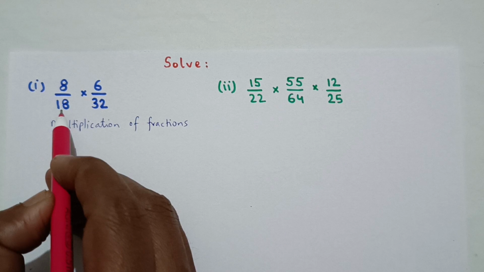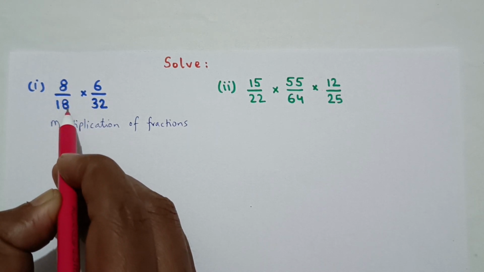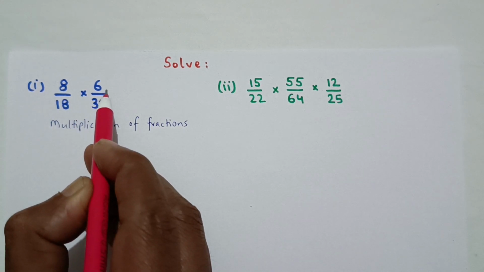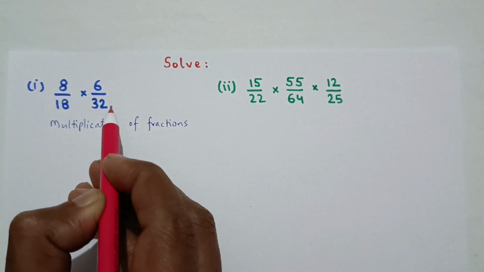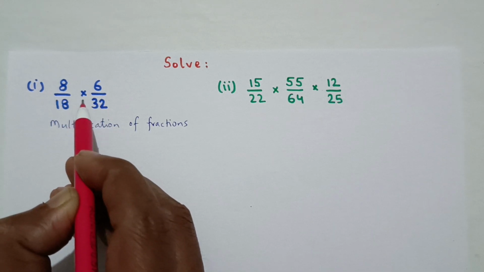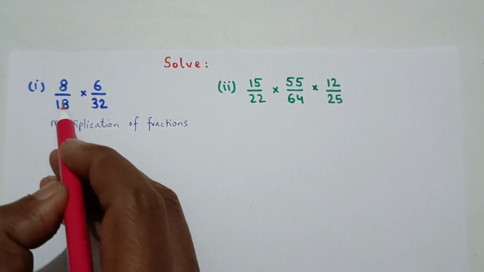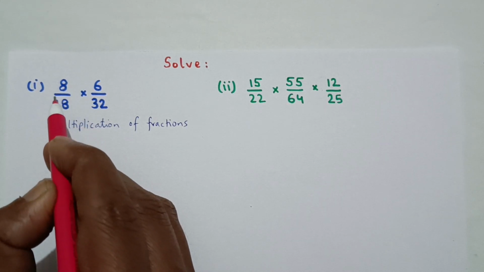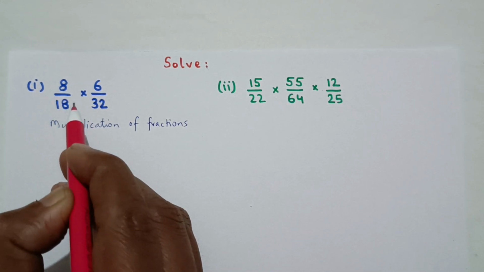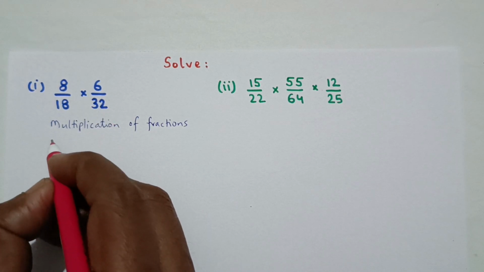Now here the fraction 8 by 18 is a proper fraction, and the fraction 6 by 32 is also a proper fraction. So in question number 1, both the fractions that are getting multiplied to each other are proper fractions. So one proper fraction is getting multiplied to another proper fraction.